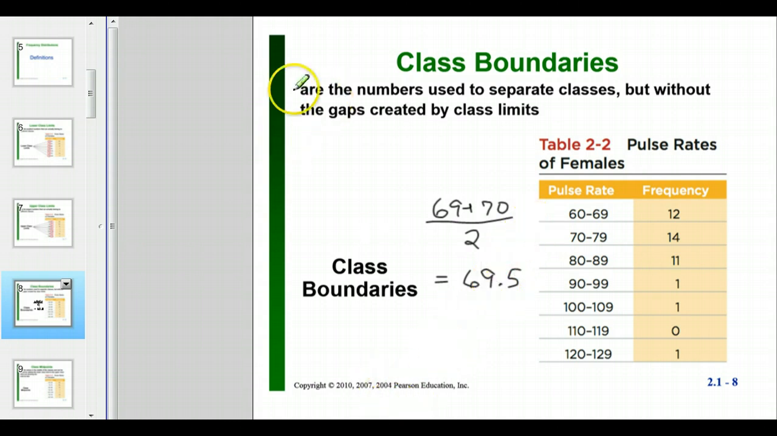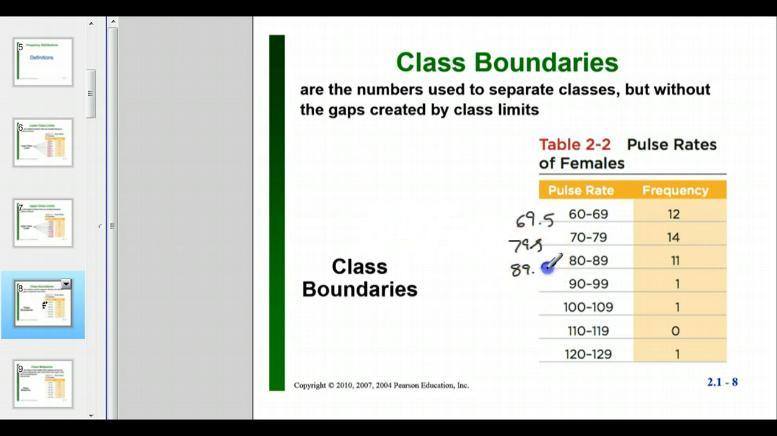So if I take that same approach all the way across, meaning that there's a boundary between these two of 69.5. There's a boundary between these two then of 79.5, etc., etc., etc., 89.5. If you keep that pattern going, we get these values.